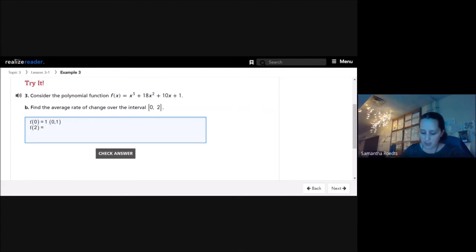So 2 to the 5th plus 18 times 2 squared plus 10 times 2 plus 1 gives me 125. So I get the point 2, 125. Okay, so I'm going to take 125 minus 1, which equals 124, and divide that by 2 minus 0. 124 divided by 2 equals 62. What's the average rate of change?